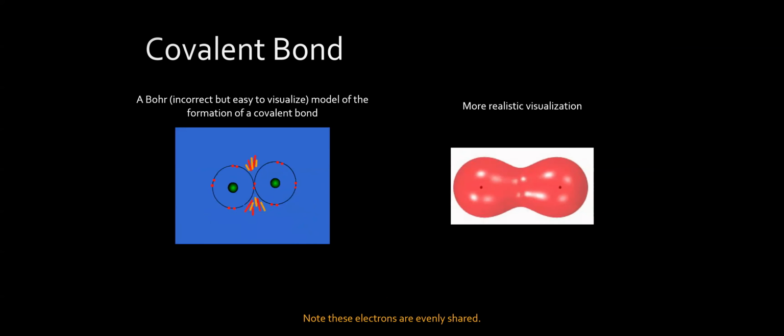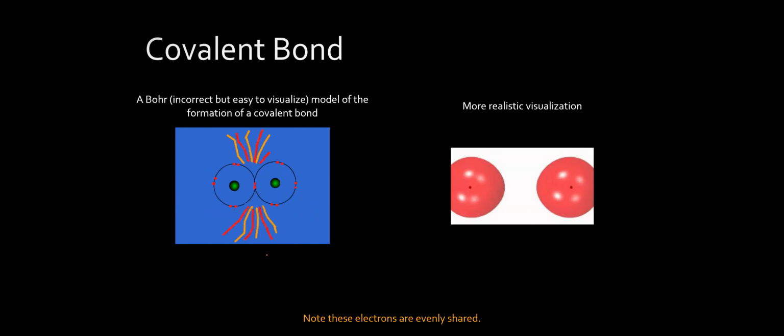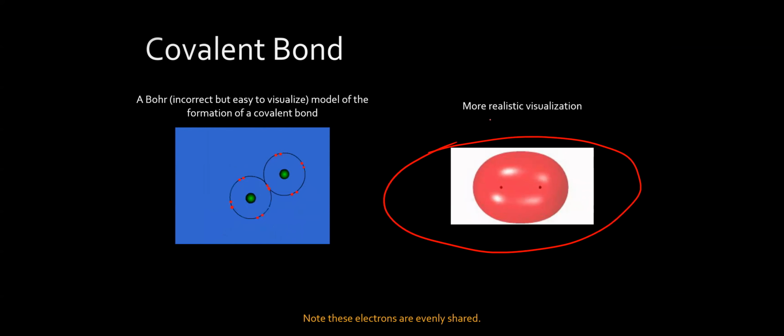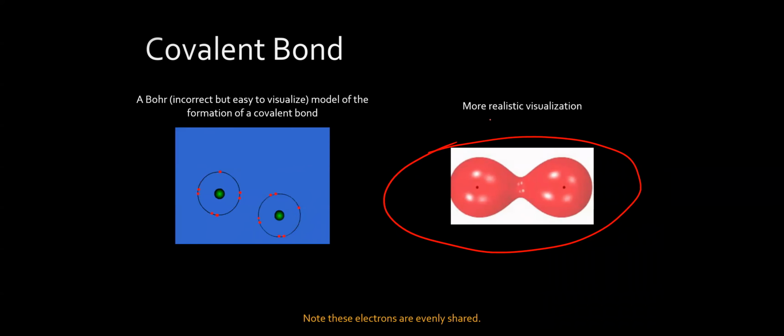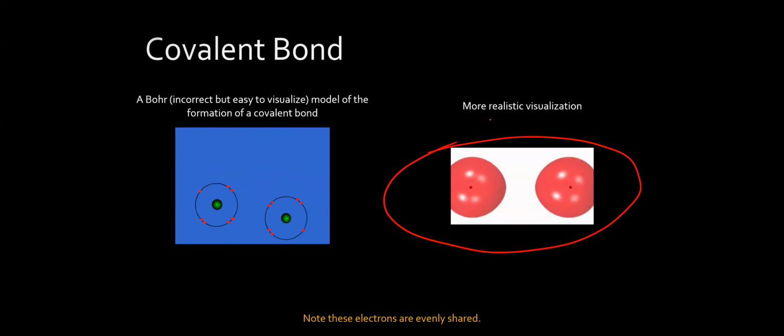So here's just some fun visuals. You can see on the left here a Bohr model. It doesn't actually look like that, but it's nice and easy to visualize. But on the right here, that's a much more realistic view of the two 1s orbitals coming together and forming what's called a hybrid orbital.